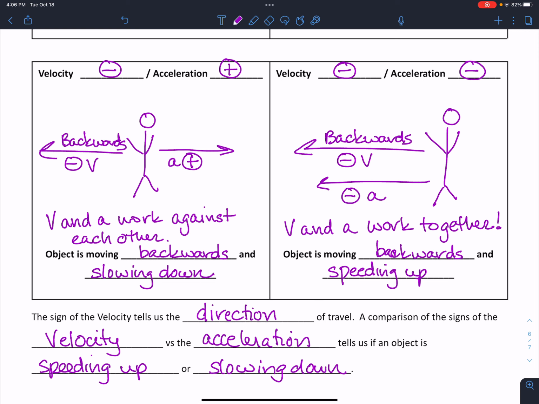Okay, so that's the notes for this portion. We're going to talk in another video about the different graphs that go along with these different types of motion. And then in our next unit, we'll be talking about constant acceleration and free fall.